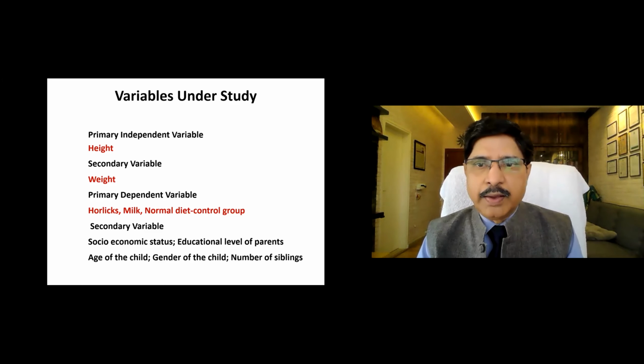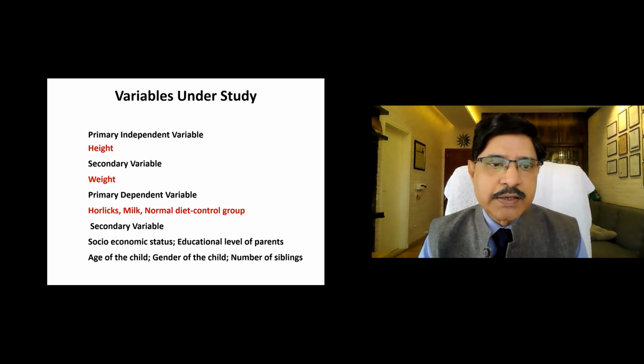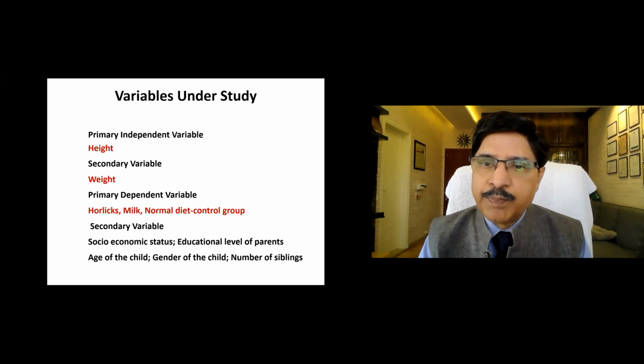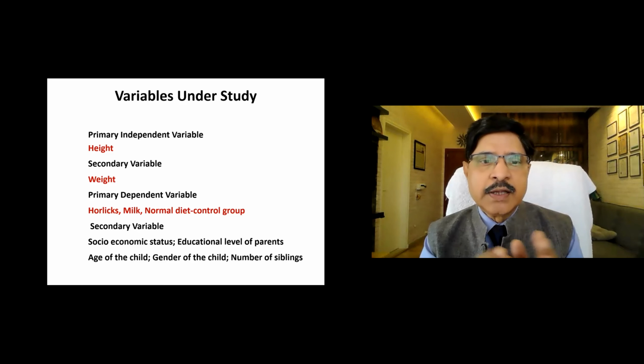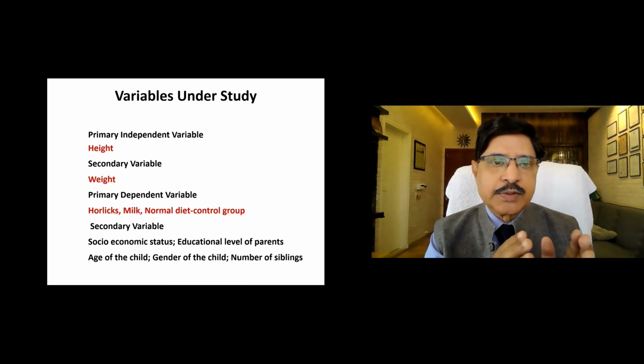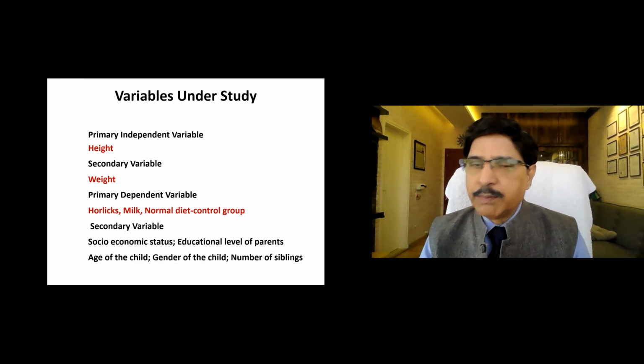Other important variables we need to measure are the socioeconomic status, educational level of the parents, age of the child, gender of the child, number of siblings, all of which can have an effect on the outcome. We won't do anything for them, but record them and see whether all the three groups are comparable in terms of socioeconomic status, educational level, age, gender, and number of siblings. We have to very clearly identify our variables.